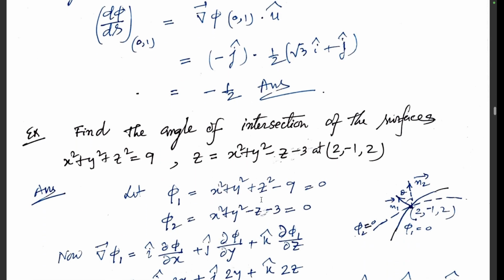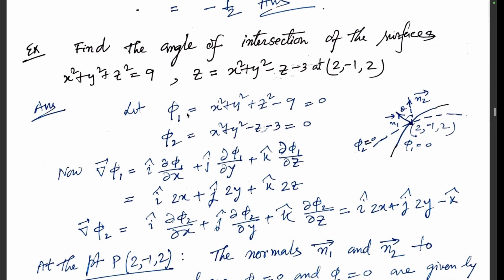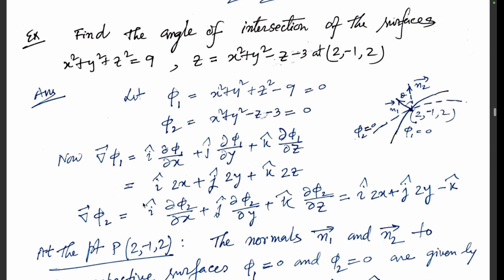half. Find the angle of intersection of the surfaces this and this at the point (2, -1, 2). Let phi 1 be this surface and phi 2 be this another surface. So this is the phi 1 surface and this is the phi 2 surface, and this grad phi 1 is this, grad phi 2 is this.